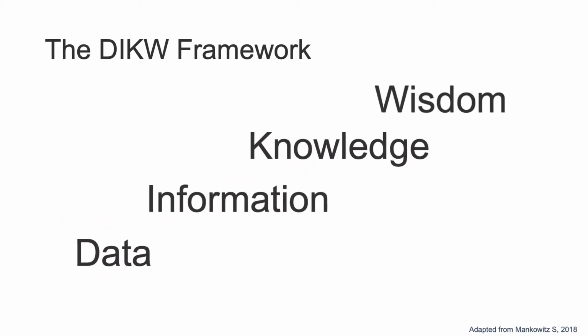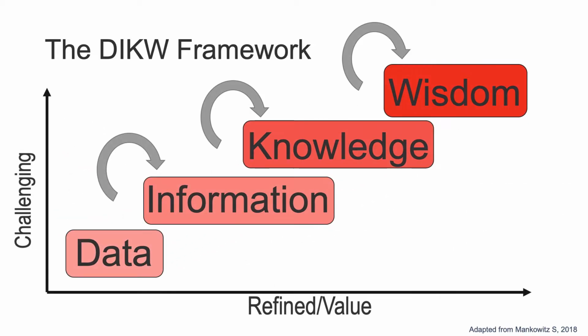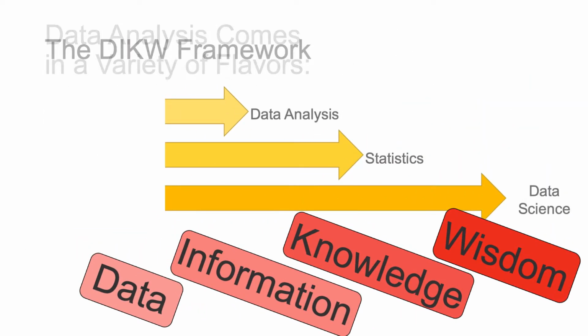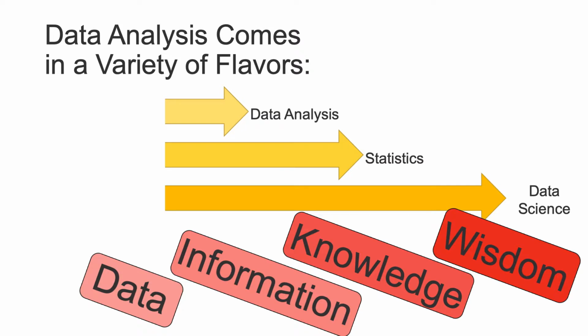And these terms don't actually just sort of exist in a linear fashion, but actually are put into this rubric where data is the most basic one. It's the least challenging to get access to. It's also the least refined and has least value. Whereas information, as you go further up, you get increased value, but it becomes harder and harder to get access to it. And so the question becomes, how do you get from data all the way up to wisdom? What's the mechanism? So the answer is that data analysis is the way that we do that.